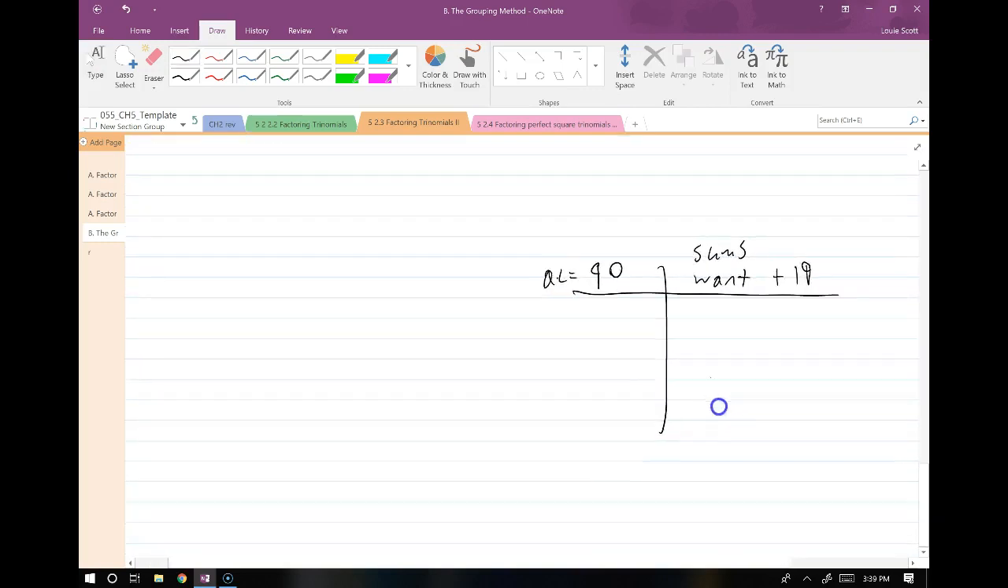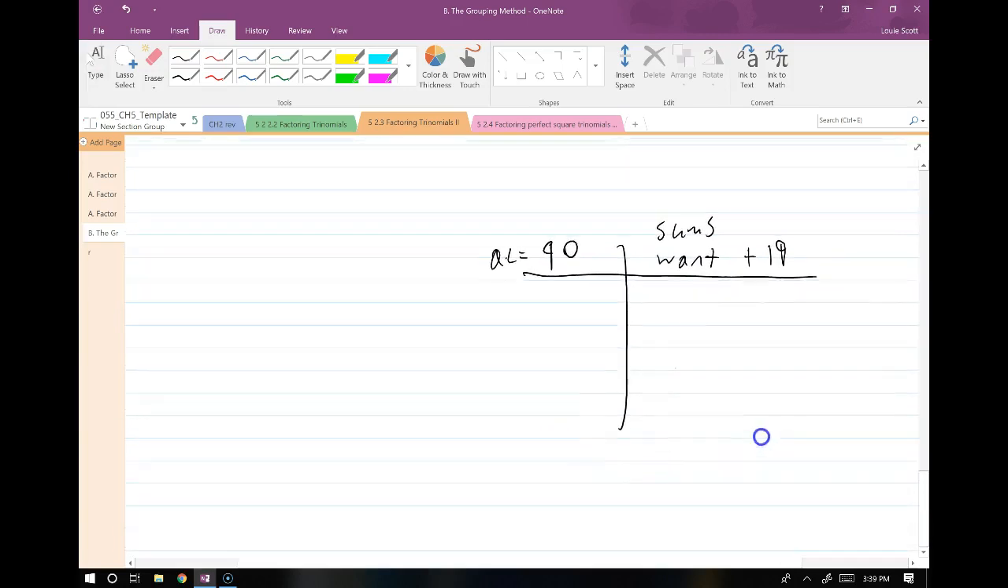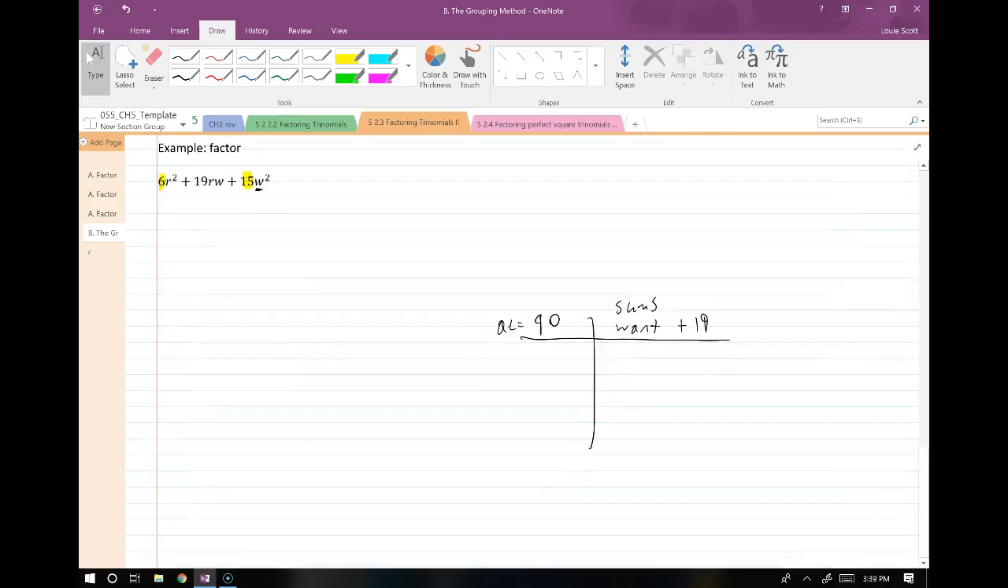All right. So when we're talking about factors of 90, we could start with 1 and 90, but let's notice real quick. Since all these are positive terms, A and C was positive, so all I have is a positive here. And I want a positive number as a sum. All we need to do is think about two factors of 90 that add to give us 19. A lot of times we're looking at the difference. This time we're looking at adding them to give us 19.